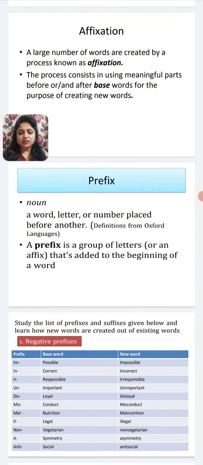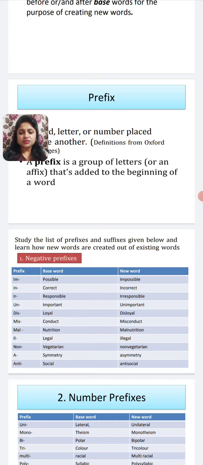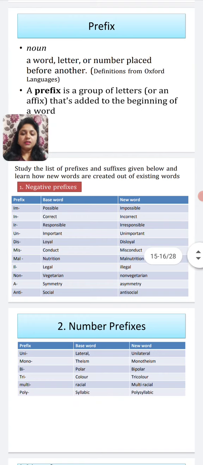Prefix is a noun: a word, letter, or number placed before another word. It includes a large group of letters. So I have certain negative prefixes here. Study the list of prefixes and suffixes given below and learn how new words are created out of the existing words. So here I have listed some prefix, base word and new word.